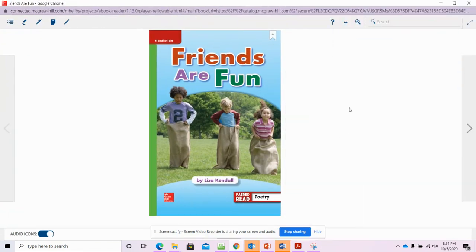Okay, so here we have our book, Friends Are Fun. And they're already telling us it's nonfiction. Nonfiction means not fake, right? This could really happen in real life. And one of the clues that we have is the fact that this is a picture. It's a photograph, not a drawing, not an illustration. It's a photograph of real people. Okay? And this was written by Liza Kendall. Let's get started.